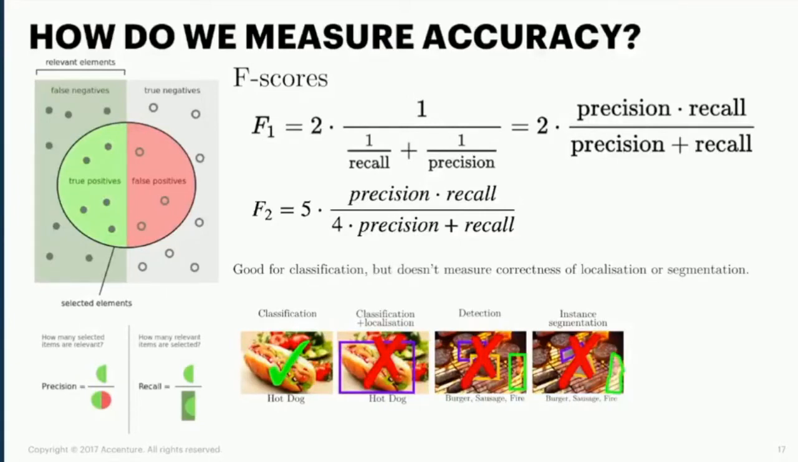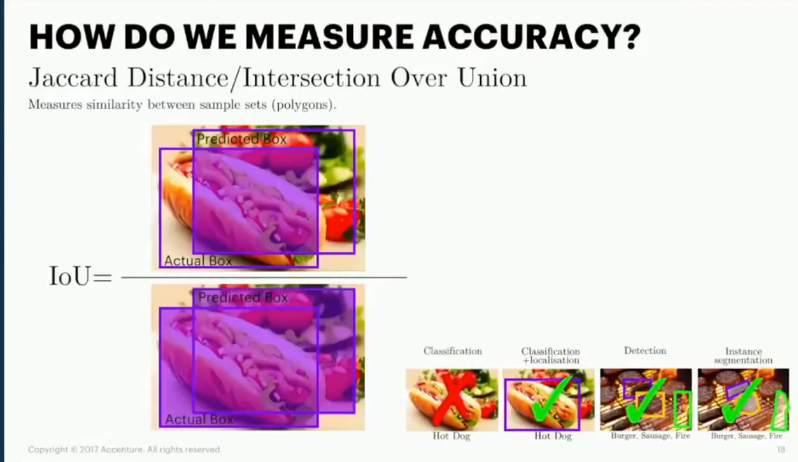But the problem with these is they're really, really good for judging classification problems, but they don't tell you when shapes overlap or how accurate you are with your localization. So a really common metric to use for classifying when the localization has worked correctly is something called Jaccard distance, or intersection over union. And that basically measures how closely two sets overlap, and if you do it for polygons, how closely those polygons overlap.